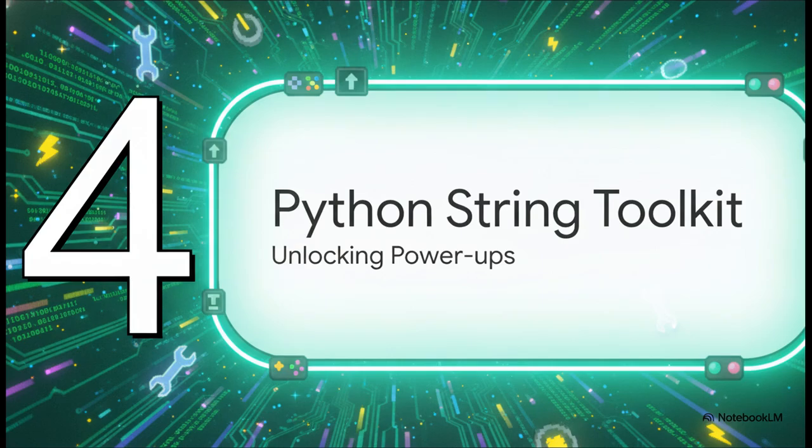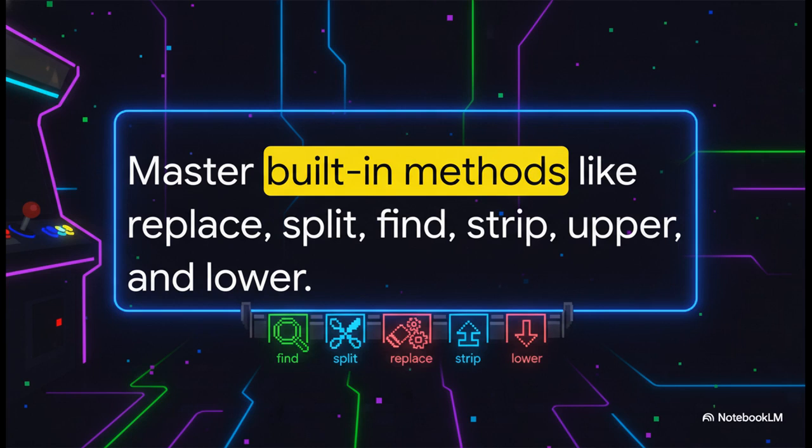All right, Section 4, your Python String Toolkit, Unlocking the Power-Ups. Today's lesson is really about mastering this specific built-in inventory. Think of built-in methods like replace, split, find, strip, upper, and lower as your essential utility belt. Need to locate a specific error code in a giant document? Use find. Need to cut away those invisible trailing spaces a user accidentally typed into a password field? Strip is your best friend. Want to swap out an old company name for a new one across 1,000 files? Well, that is where replace shines. These built-in methods are exactly how we prepare the world's text so computers can actually process it.